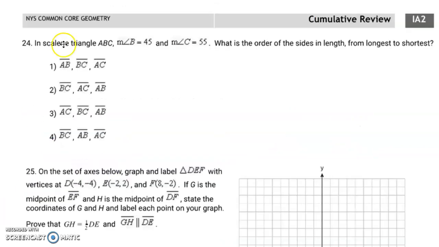Moving on to question number 24. This is the last page of the cumulative review. Please pause the video, try these out, and then see if you get them right.